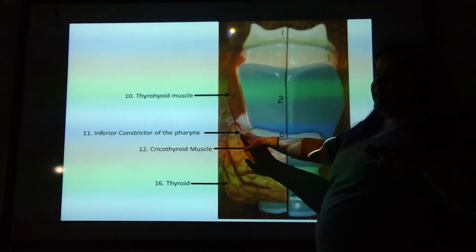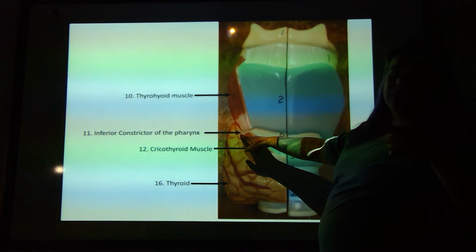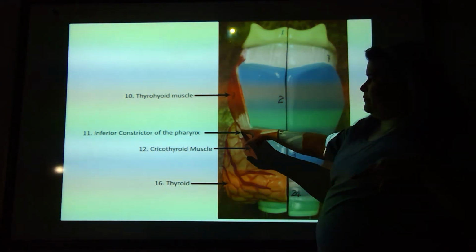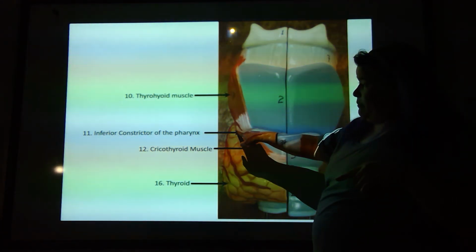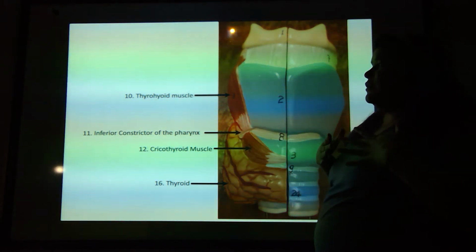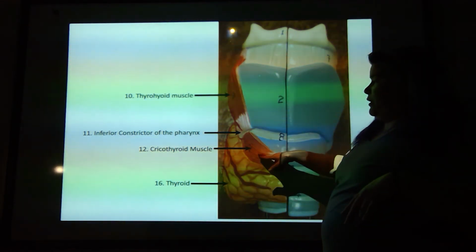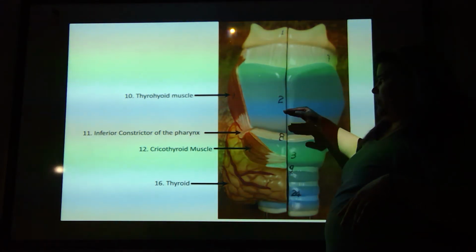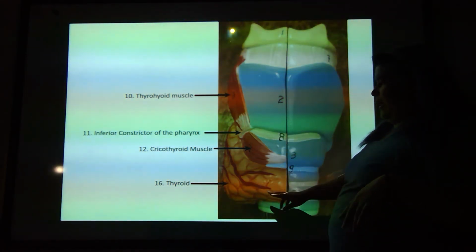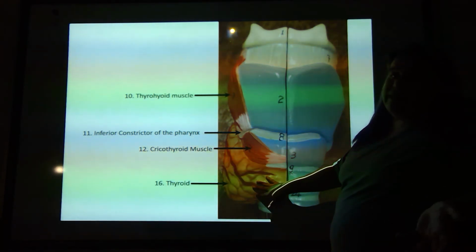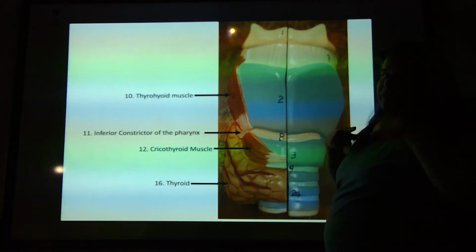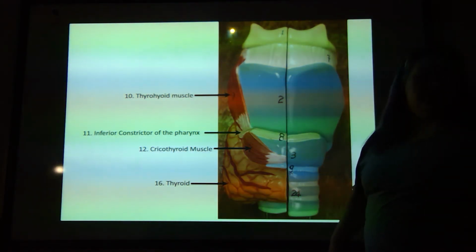This is better in the other picture that I will show you, but there's actually another muscle right there. It's called the inferior constrictor of the pharynx. The cricothyroid muscle, again, it makes sense. Here's the cricoid cartilage, here's the thyroid. And then this here is actually the thyroid, which you know is that butterfly-shaped thing right next to our voice box, right in front of it.